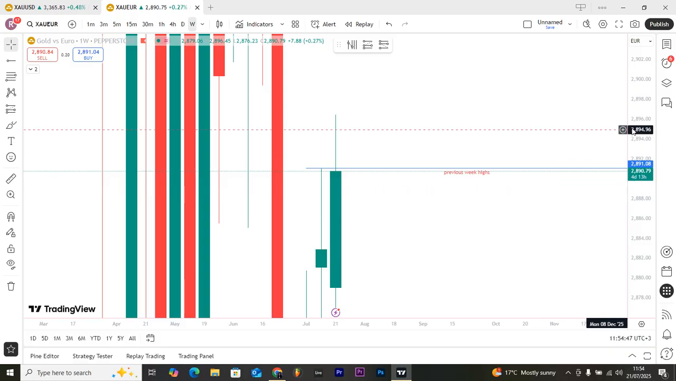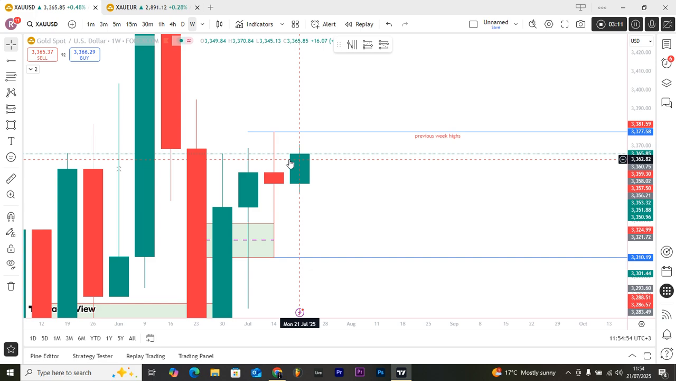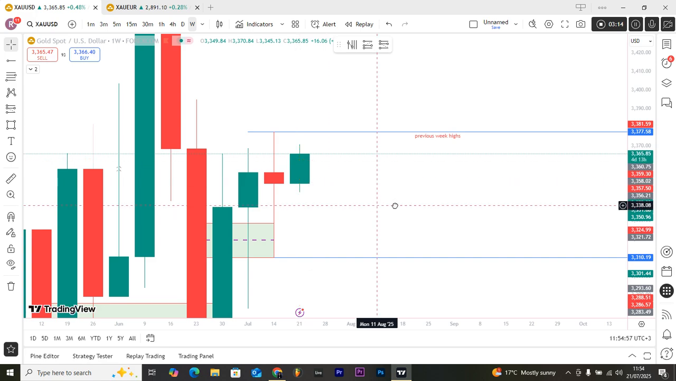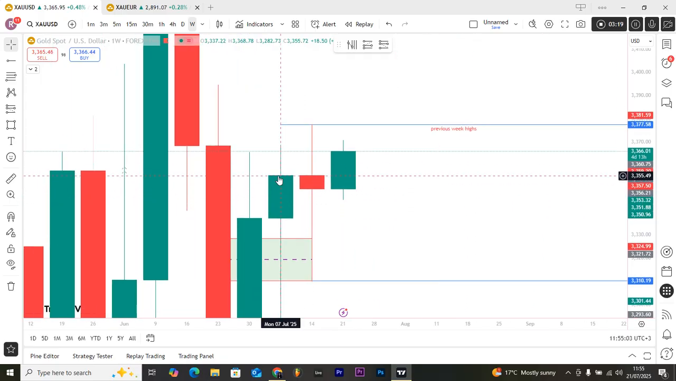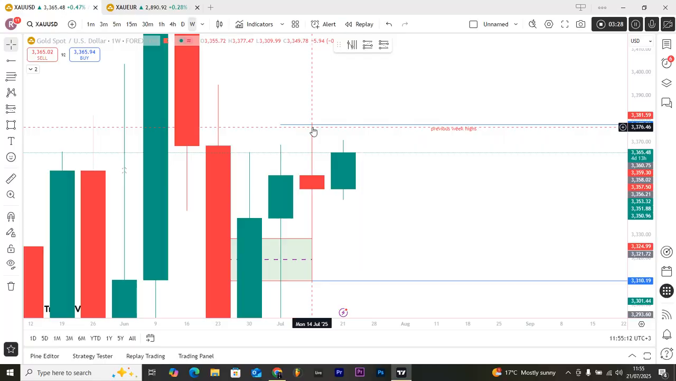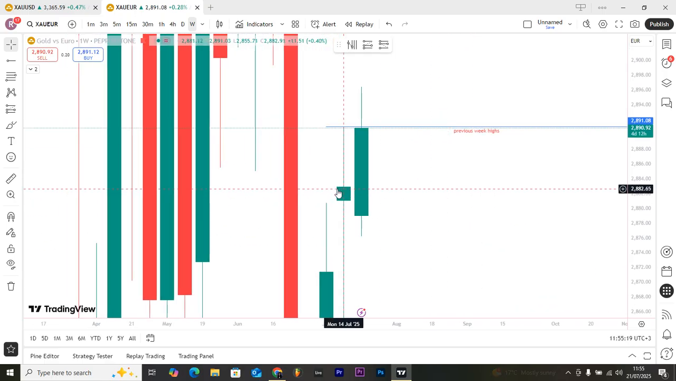So guys, I want you to take a closer look at what's really happening. Remember, these two pairs, XAUEUR and XAUUSD, are supposed to be moving together. And when they are not, there's something going on. Now, take a closer look. These are the previous week highs. Gold has not taken them yet, but gold euro has already taken them. So this is SMT on a high time frame.